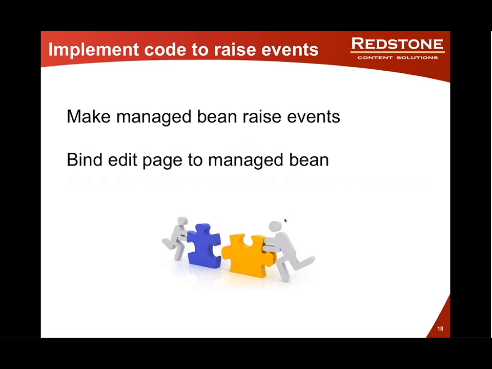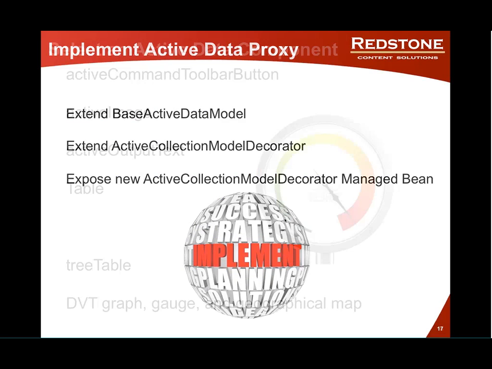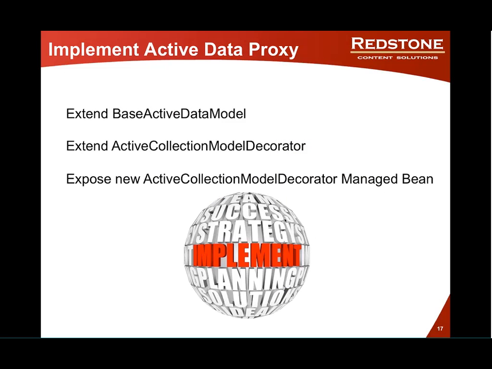Then we need to implement the code to raise our events. So we would take that managed bean that we've built, our Active Collection Model Decorator, and we would make some updates to it so that it would raise events and it would pass those events to our base Active Data Model, this first class that I referenced, the base Active Data Model. So that thing is going to be responsible for raising those events so that the event tier can spread those out and pass them to all the registered listeners.